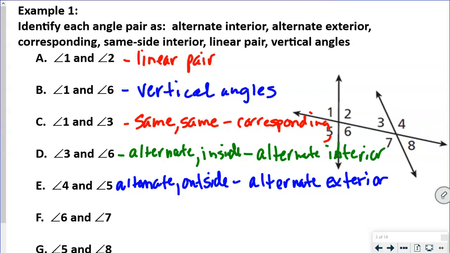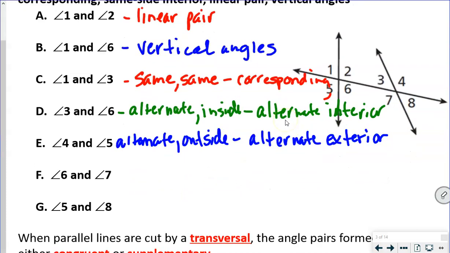So the next one is 6 and 7. So 6 is here, and 7 is there. So those are on the same side of the transversal and inside. So same and inside, right? So if it's same side and inside, then that's going to be same side interior angles, okay?